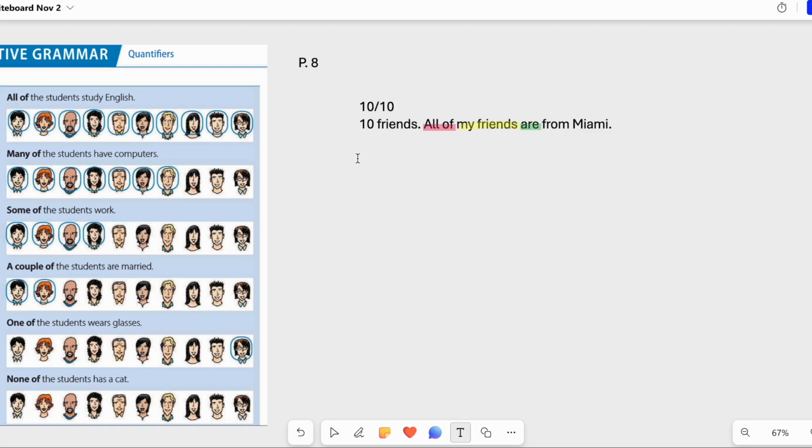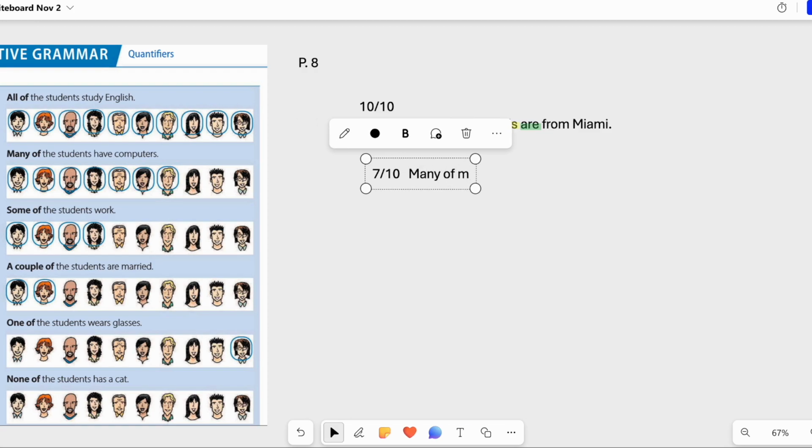In the same way, you can say many. That means not all. Not 100% of my friends, right? So that's why you say here, many of the students have computers. That means, for example, 7 out of 10 have computers. So that's when you say many of the students have computers.